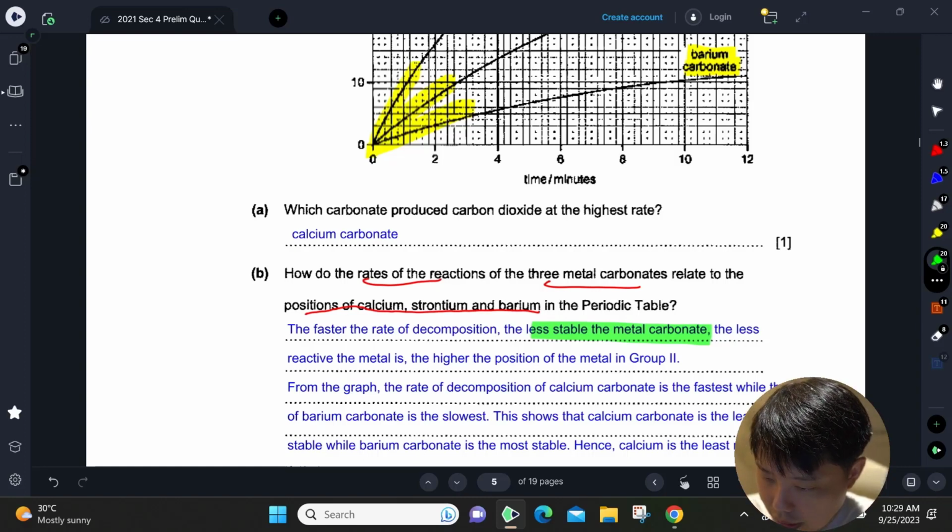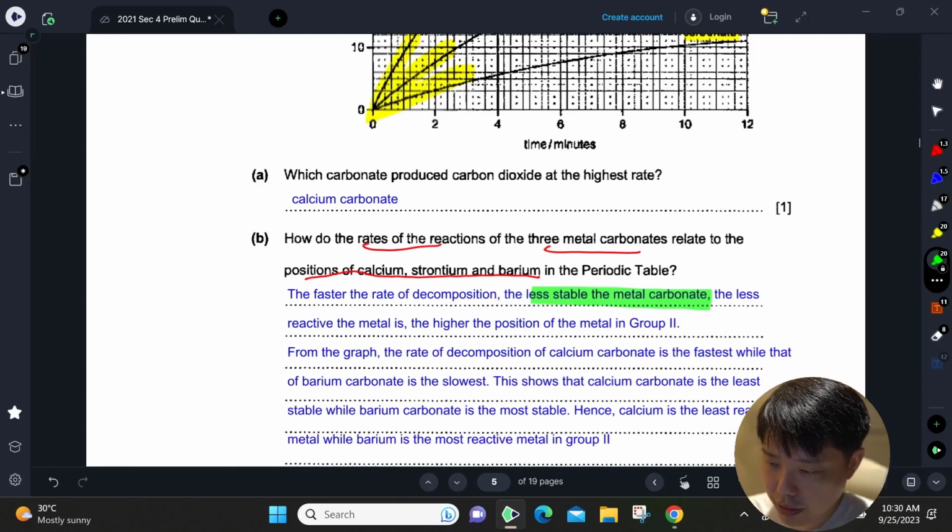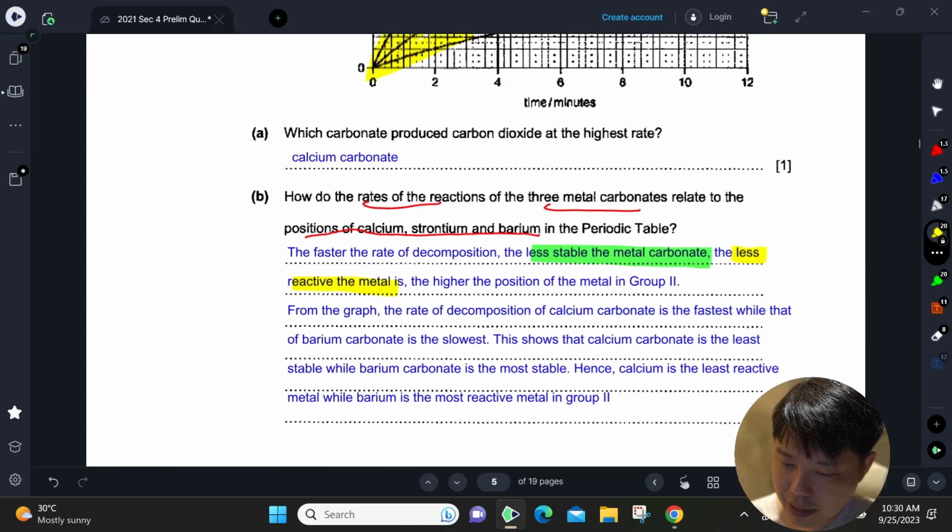Okay, so the less stable the metal carbonate is, we can deduce that the metal is less reactive. Okay, so if it's less reactive, then it should be on a higher position in group 2. So the lower down you go in group 2, the more reactive it is, because the electrons are easier to remove. So from the graph, the rate of decomposition of calcium carbonate is the fastest, barium carbonate is the slowest. This is what you can get from the graph.